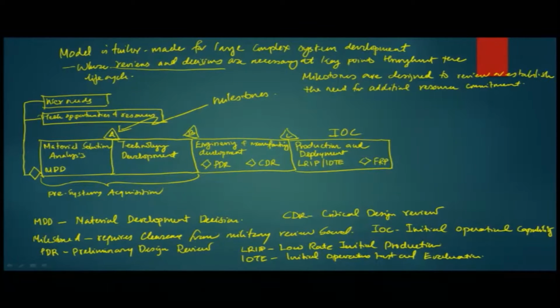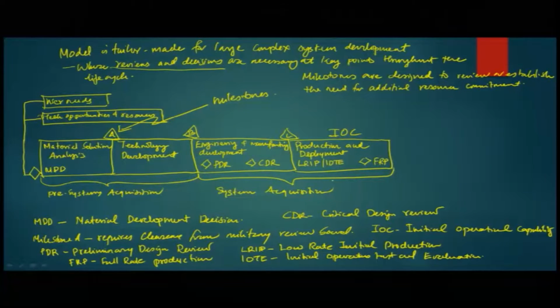And then once that is done, there is a major decision that needs to be made, which is called the FRP. And FRP stands for full rate production. So deciding to go into full rate production is a key decision point here. These steps put together, the Department of Defense calls the systems acquisition step. So steps 2, 3 and 4 together give you the systems acquisition step.